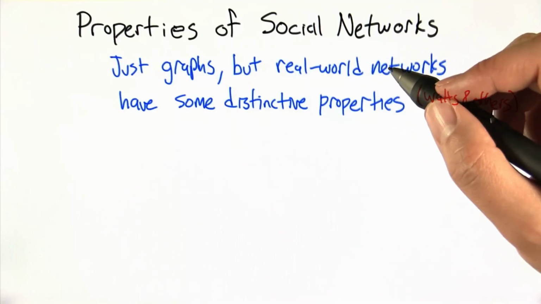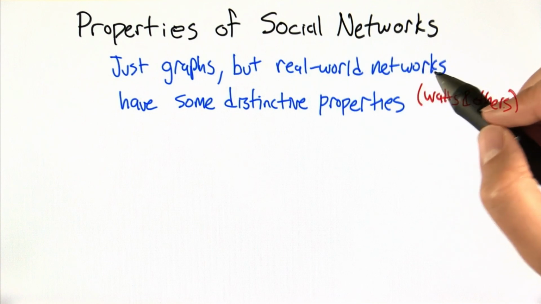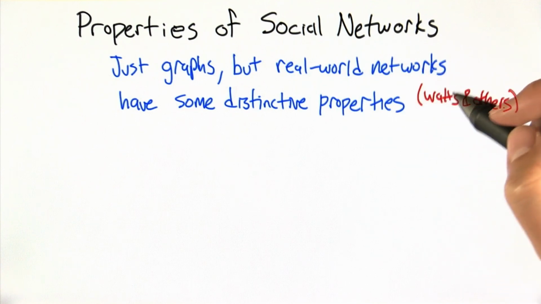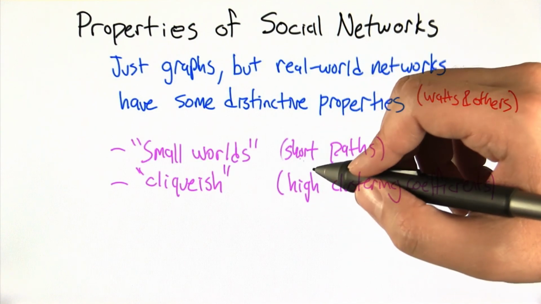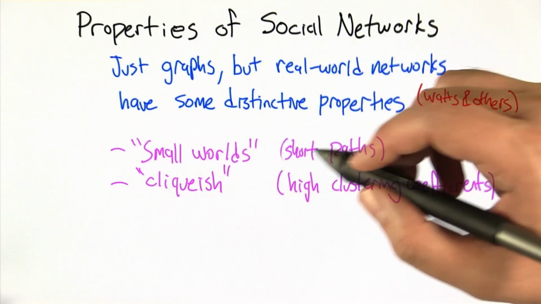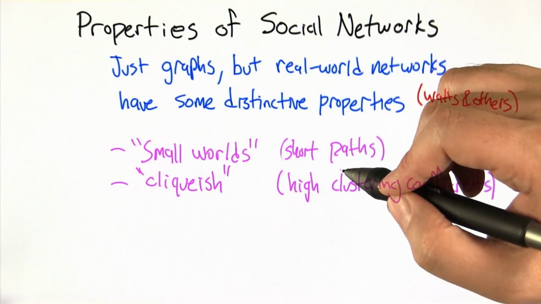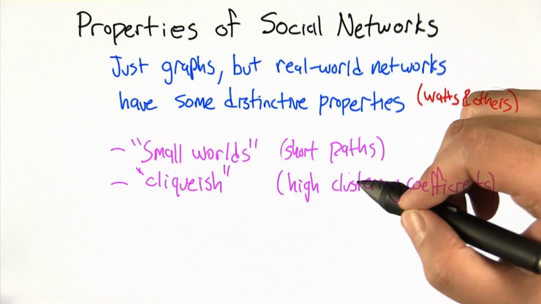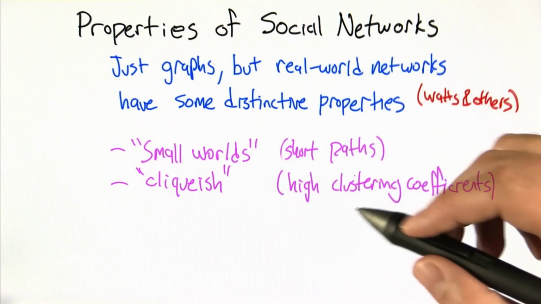Social networks are just graphs, like the kinds of graphs we've been studying, but the real-world networks that you actually find have some distinctive properties, and these have been documented by researchers like Duncan Watts and others. One property of these graphs is that they tend to exhibit the small world phenomenon, which essentially means that there's short paths between arbitrary nodes in the graph. Another is that they're cliquish, which means they exhibit a high clustering coefficient. I'm going to illustrate these two properties next.